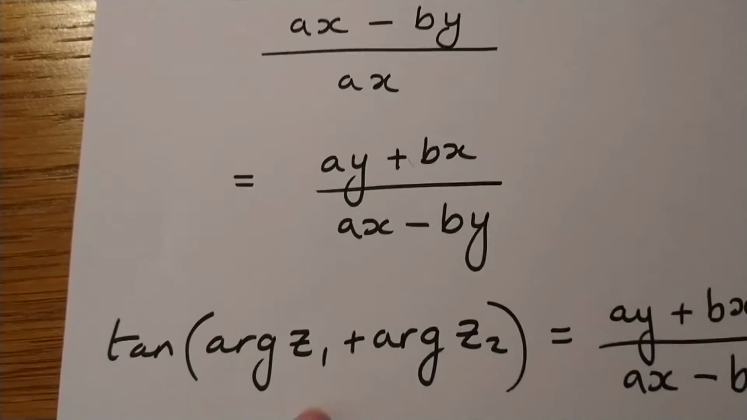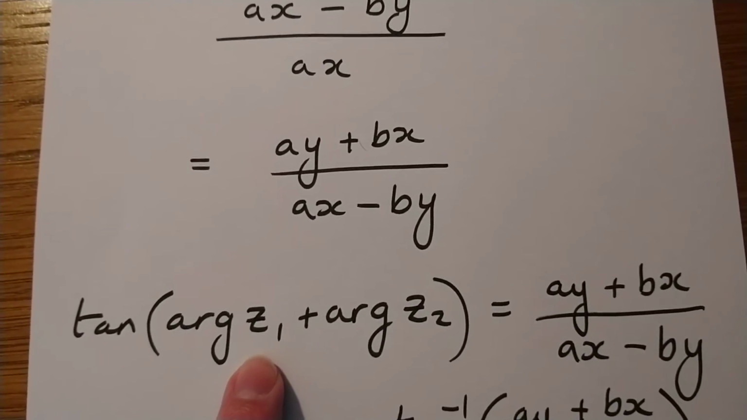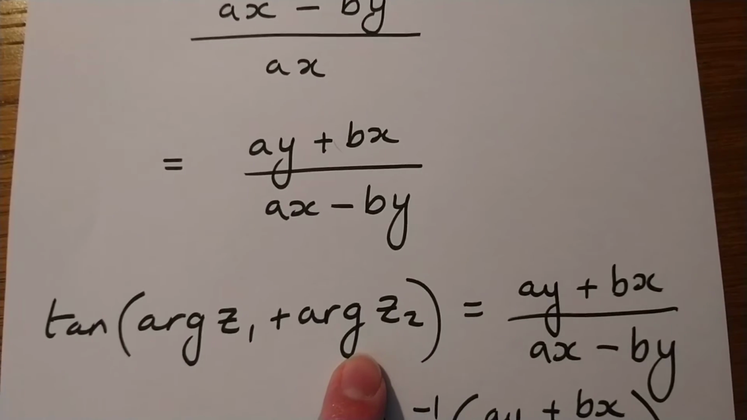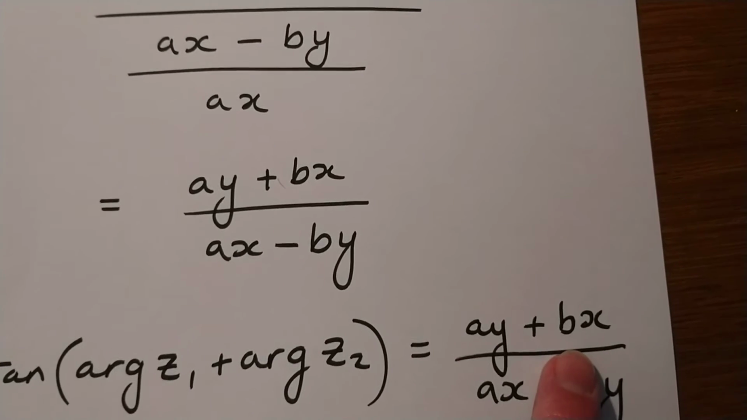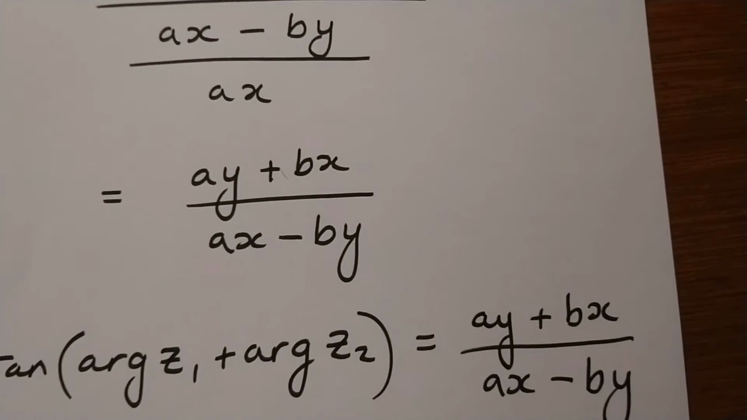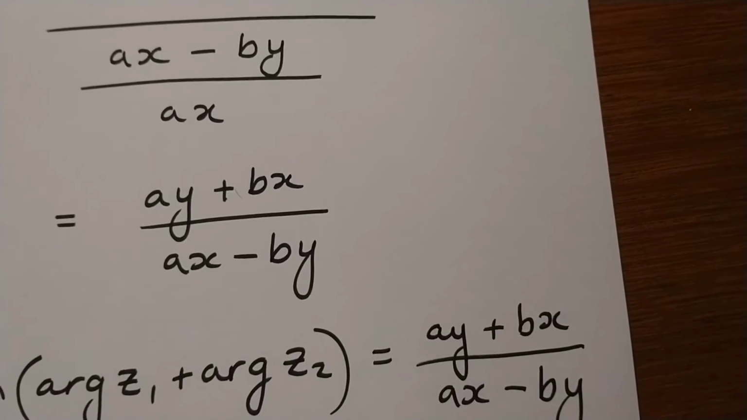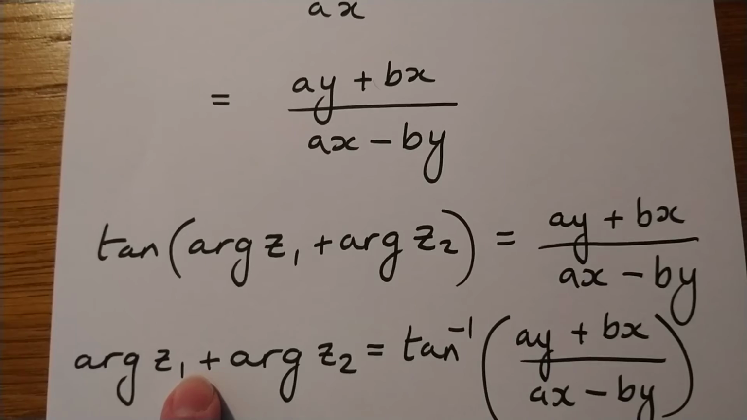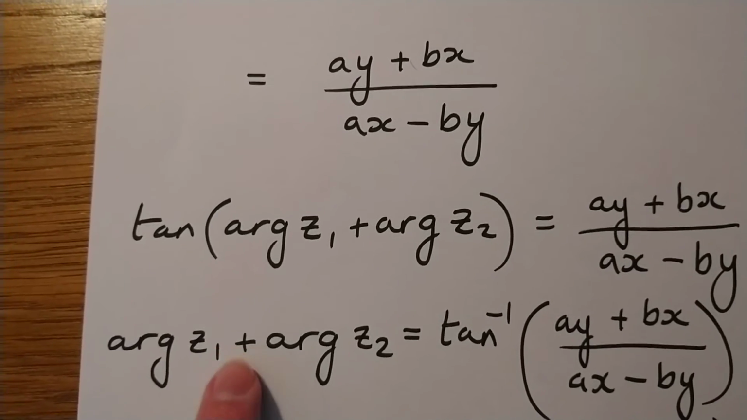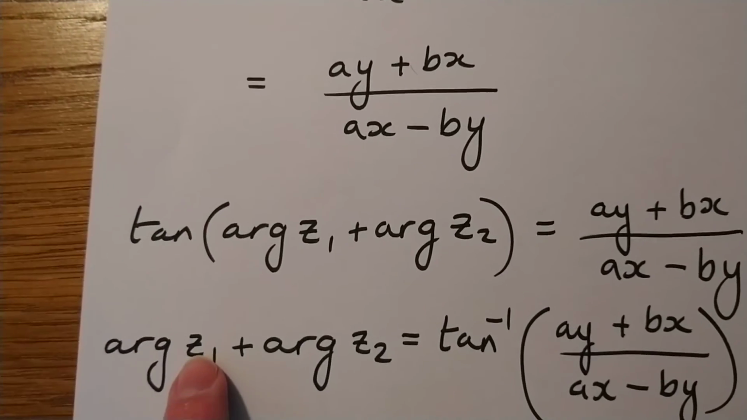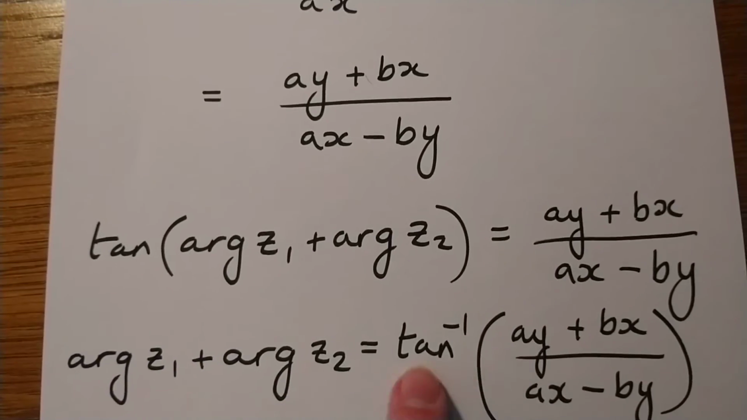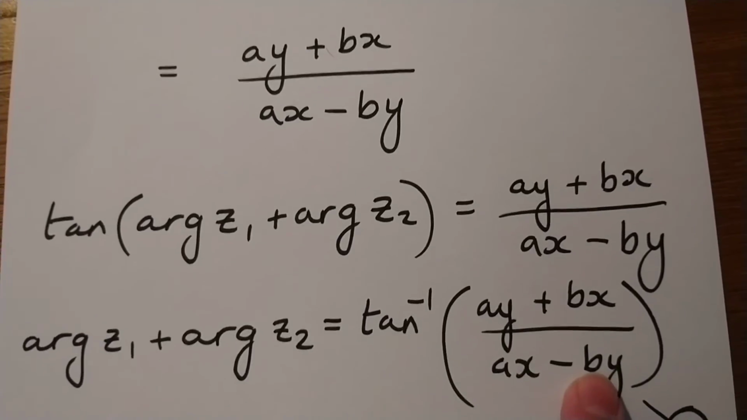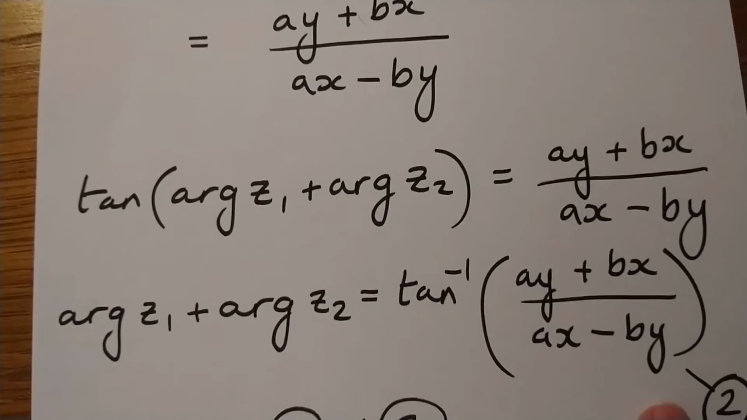So what we've just shown, just to recap, is that the tan of the argument of z1 plus the argument of z2 is equal to ay plus bx over ax minus by. But we've seen that right-hand expression before, and we'll come to that in just a moment. So let's inverse tan both sides of the equation we've actually got just here. And what we find is the sum of the individual arguments is equal to the inverse tan of ay plus bx over ax minus by, and we'll call that equation 2.